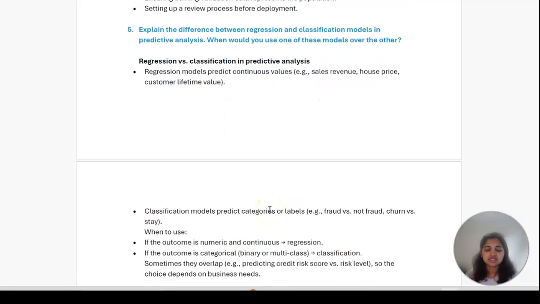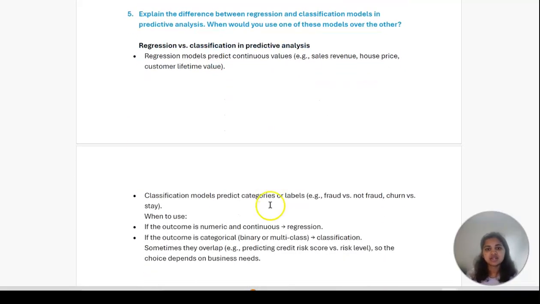Next question is, explain the difference between regression and classification models in predictive analysis. When would you use one of these models over the other? Regression and classification are both predictive models. They solve different problems. Regression models predict continuous values, for example, housing prices, sales revenue, and customer lifetime value.